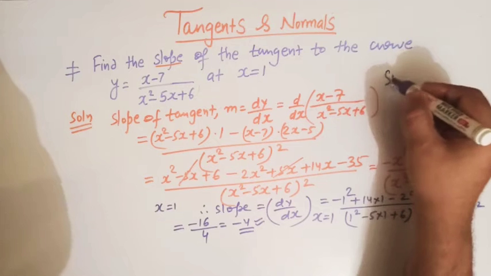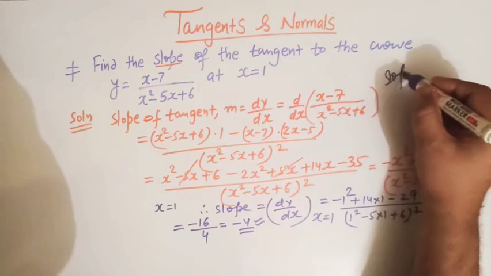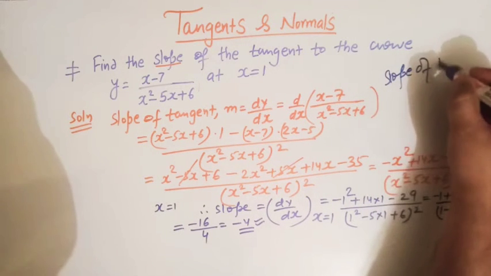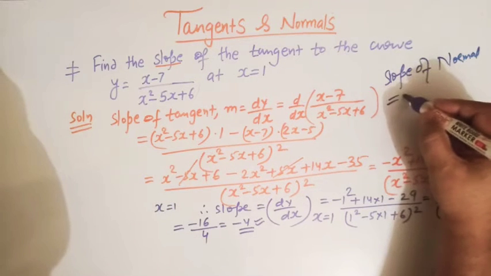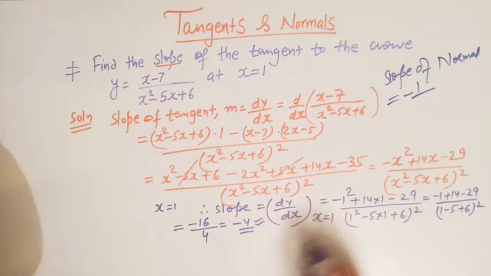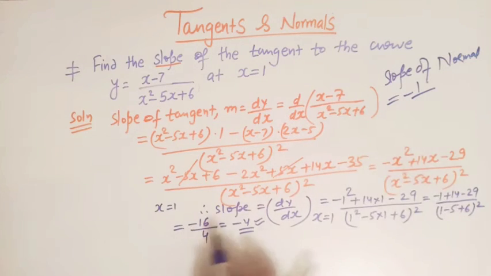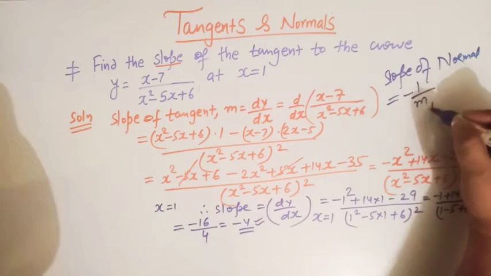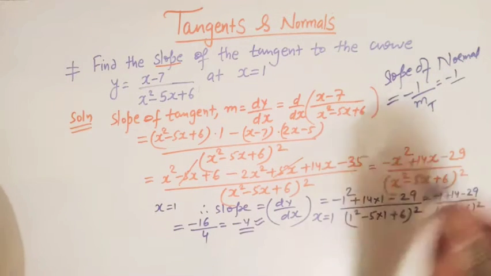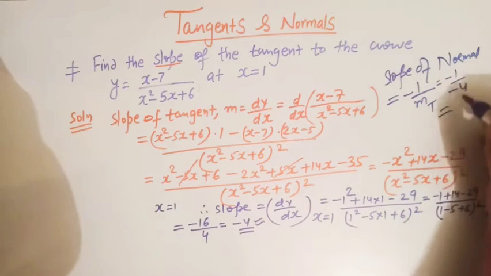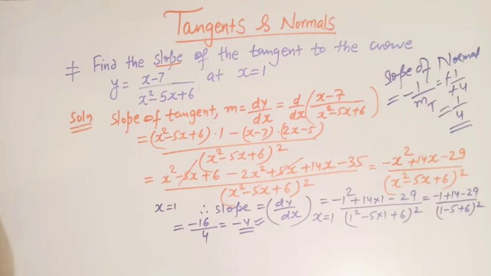Now the slope of normal is equal to the negative of the reciprocal of the slope of tangent. So we have minus 1 divided by minus 4, that is equal to 1 over 4, right?